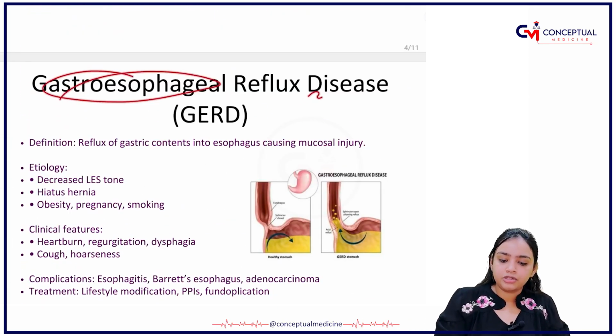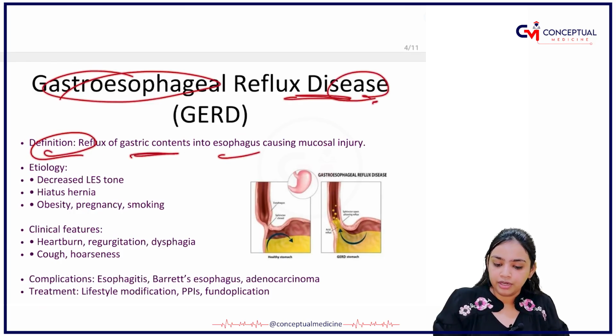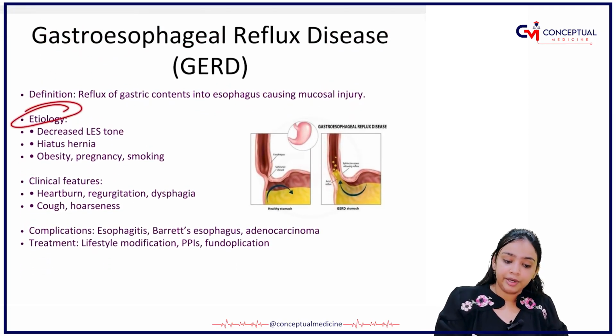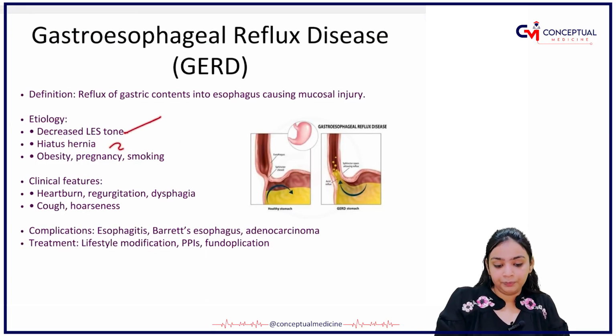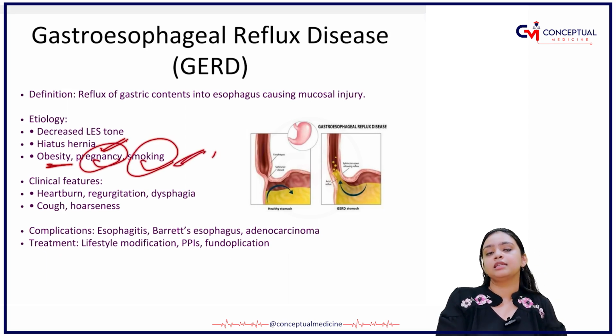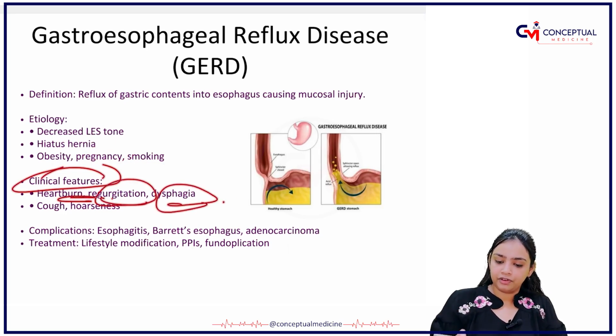Next you have gastroesophageal reflux disease. It is a reflux of gastric content into the esophagus causing mucosal injury. What is the etiology? There is decreased lower esophageal sphincter tone. There will be hiatus hernia, and there can be obesity, pregnancy and smoking. These can be the risk factors. What are the clinical features? There can be heartburn, regurgitation and dysphagia.